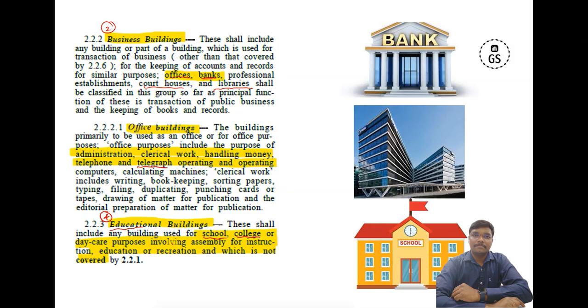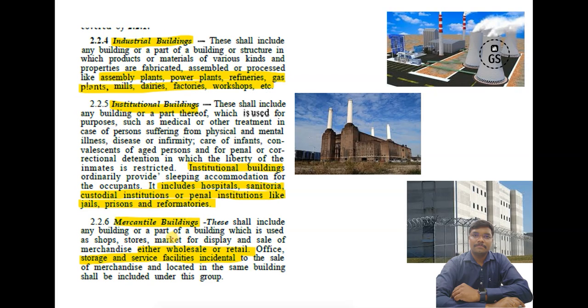Now next we have to know about industrial buildings. Industrial buildings cover power plants or any kind of workshops, factories, dairies or mills. That comes under the category of industrial buildings. And in the same way, we need to know about institutional buildings.